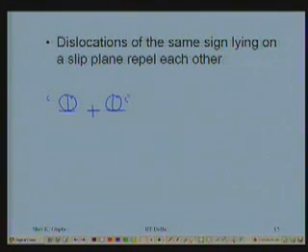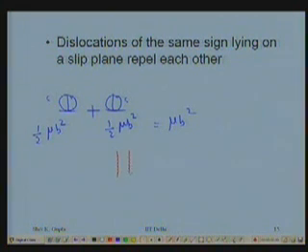Say for example, what happens here. Right now the two dislocations are on the same slip plane but far apart. Its energy is 1/2 μb², and this energy is also 1/2 μb². So total energy is μb². When I bring these dislocations close to each other, what would the configuration be? Let us see that configuration. This part plane and this part plane, both have come together.